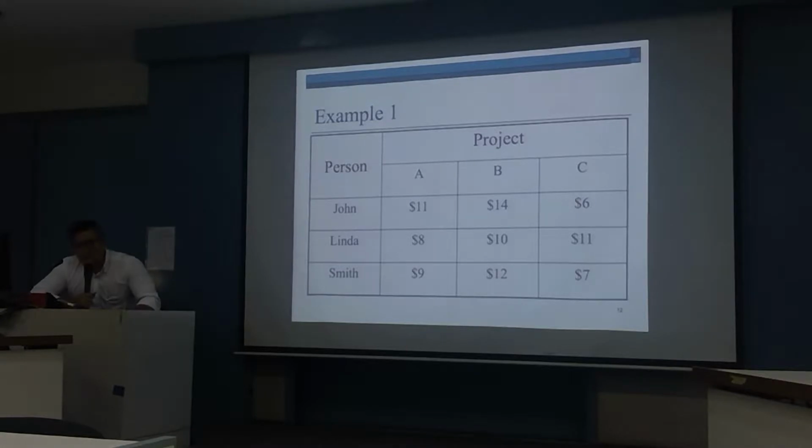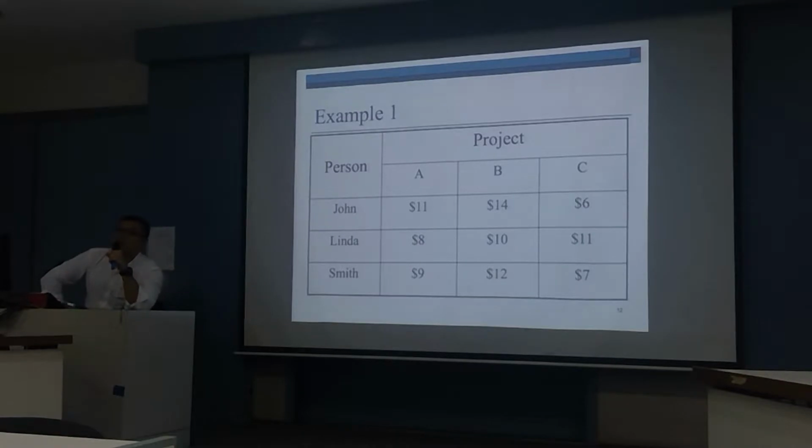And you can see this is the table for assignment, right? Just a matrix. And the value in the table is the cost of assigning each person to do each project. For example, if you assign John to do project A, you pay $11, something like that. Linda to project B, you pay $10. Okay. So this is our problem. So how can we assign them to each project in order to have the minimum total cost? So the assignment problem involves this. Right? Assign these 3 persons to these 3 projects.